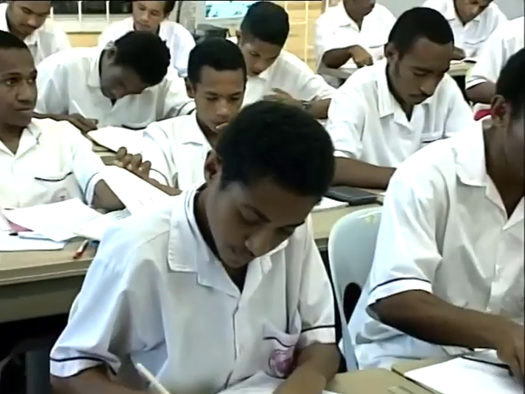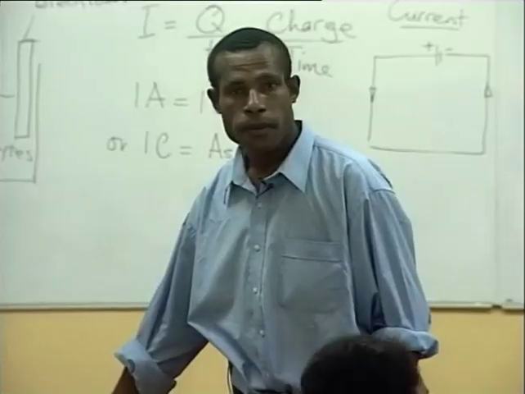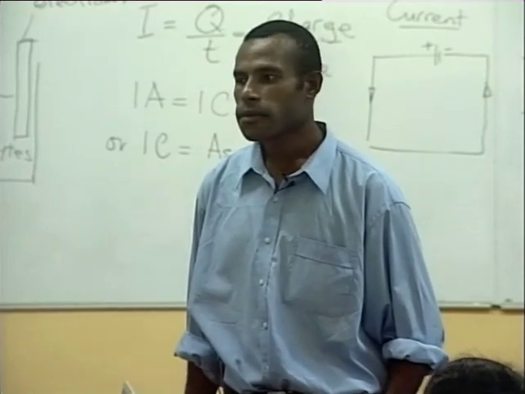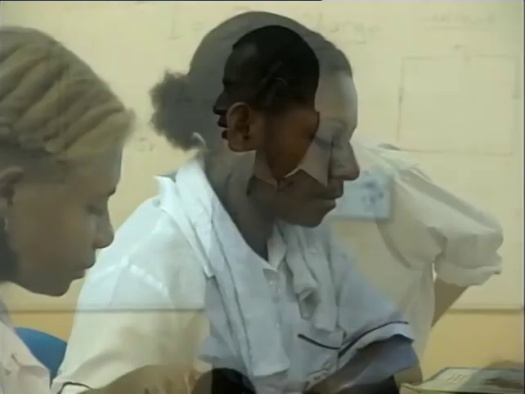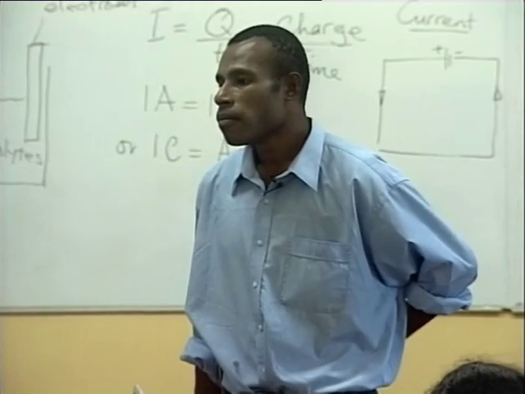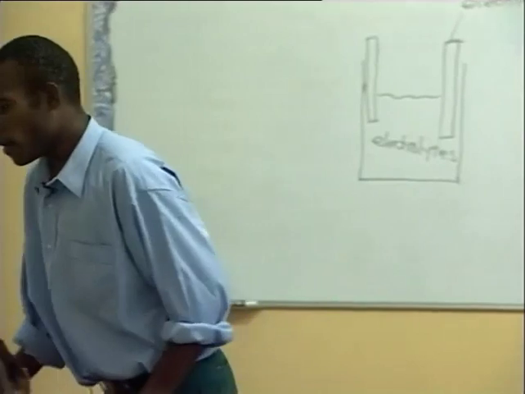Right, good. Now we'll move on to make corrections to those quickly. Now to the next, that is number 11 and 12. The answer is an ammeter. Electric current is measured using an ammeter, and it is measured in a unit called the ampere. Amps or ampere, that is the unit of current.